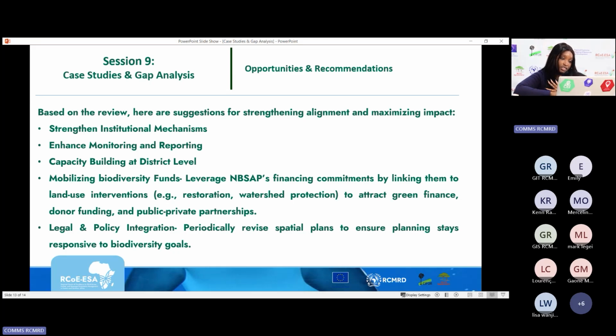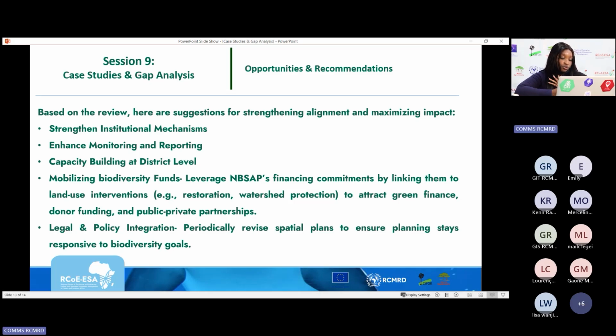Capacity building at district level. For instance, in Rwanda, capacity building shouldn't just be at the national level. It should also start from the communities. They should understand why we are doing this conservation, the benefits that they're gaining from it, and they're able now to carry on that idea of ensuring there is balance between conservation as well as development.